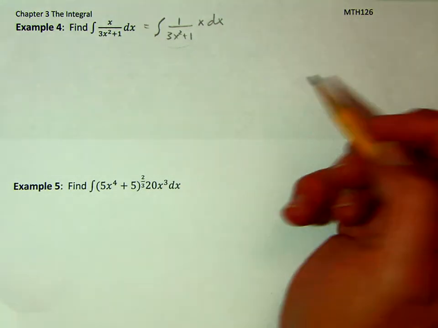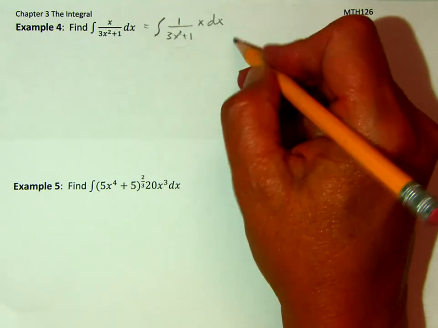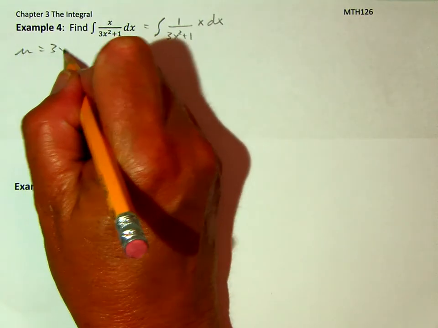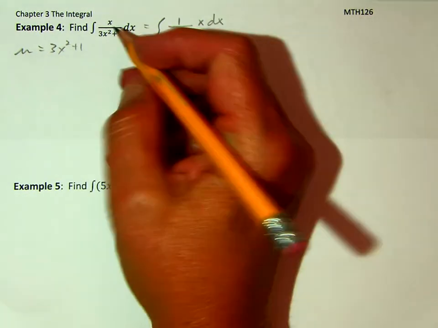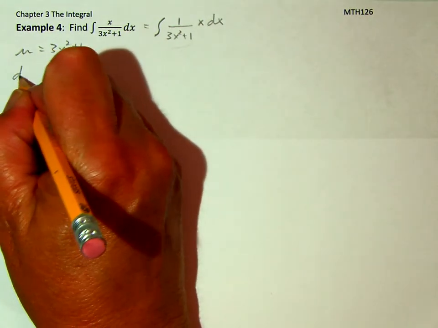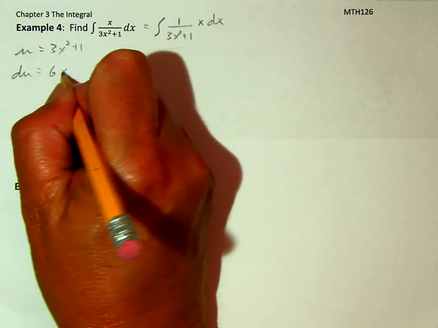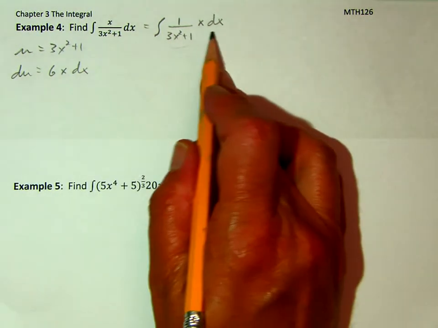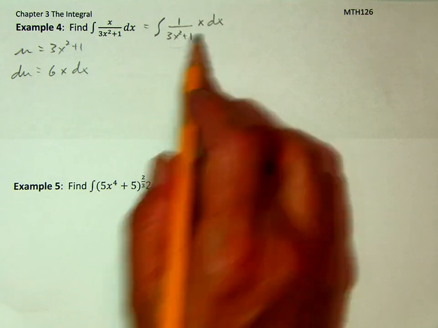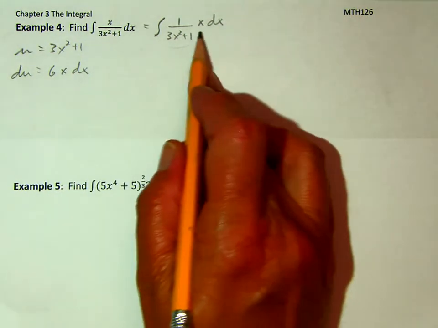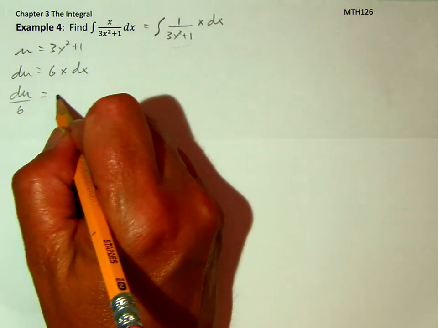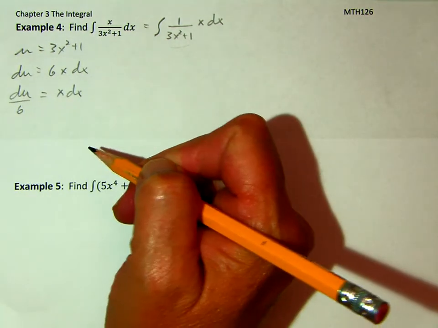Now if I let u equal 3x squared plus 1, then du equals 6x dx. Now, I don't have a 6 in here, I have an x dx, so I want to solve for the piece that I have left. So du over 6 is x dx.